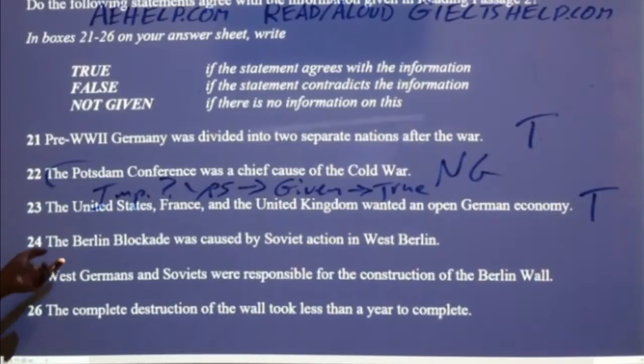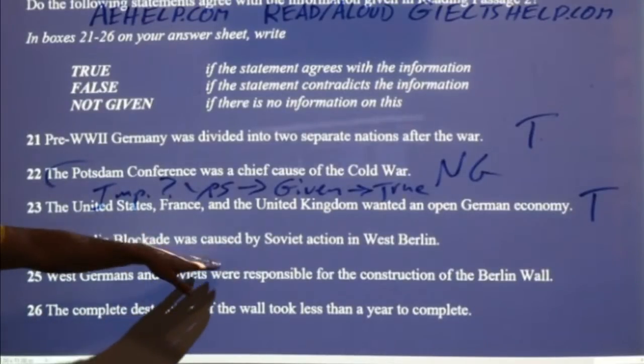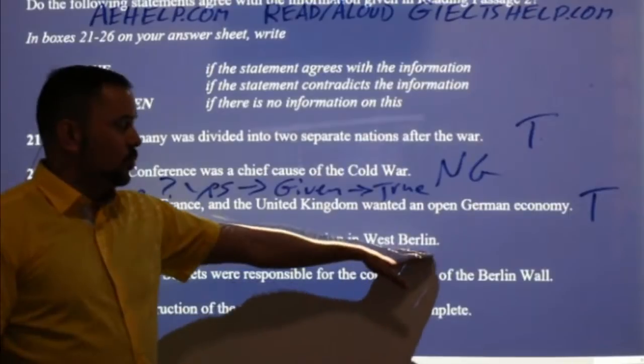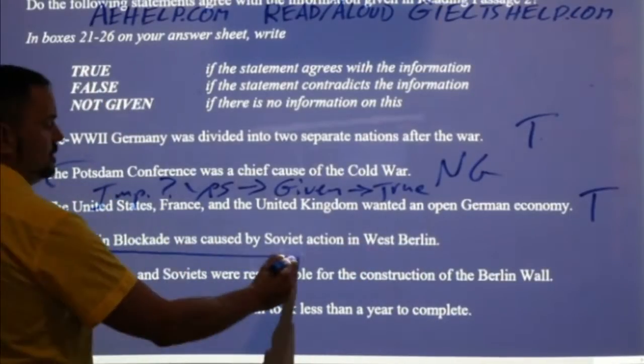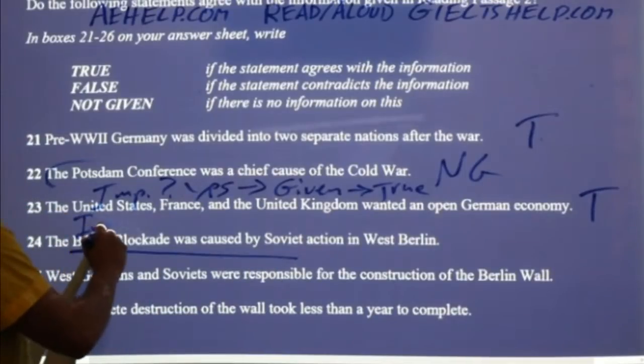Number 24, the Berlin blockade was caused by Soviet action in West Berlin. Berlin blockade by Soviets, important?